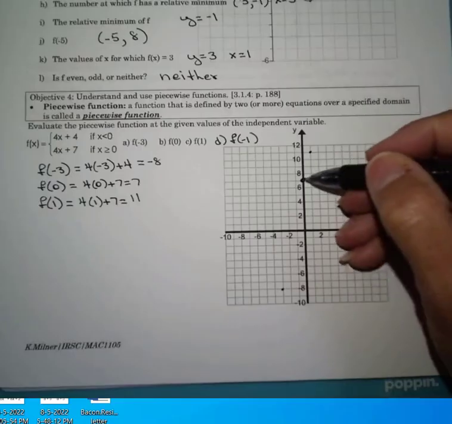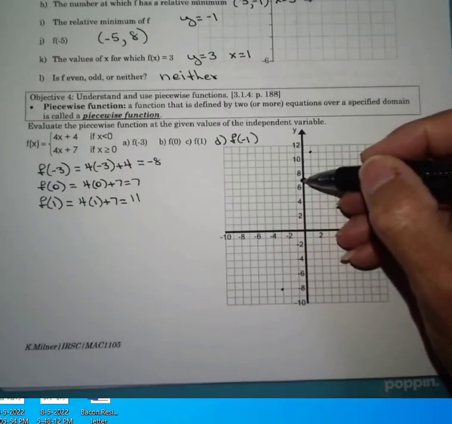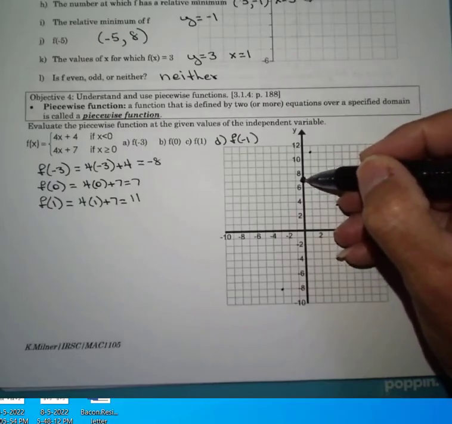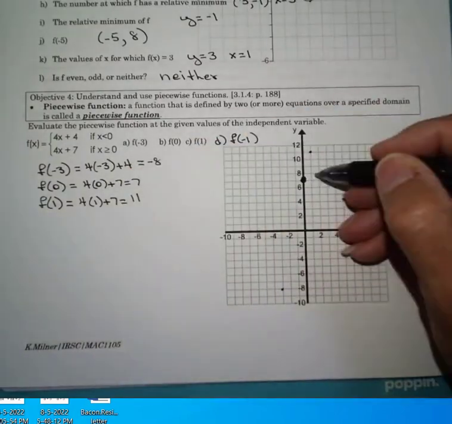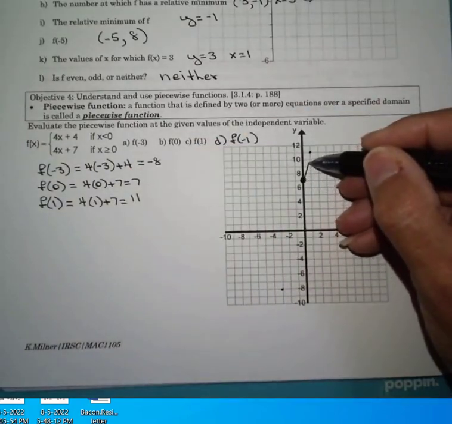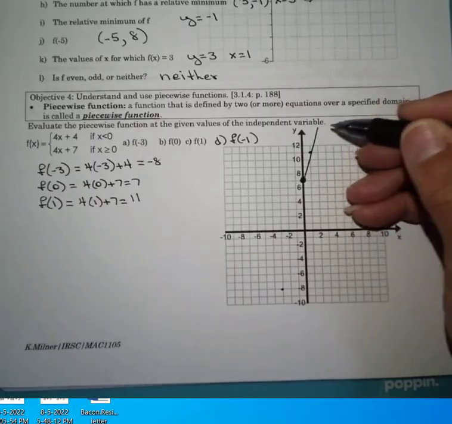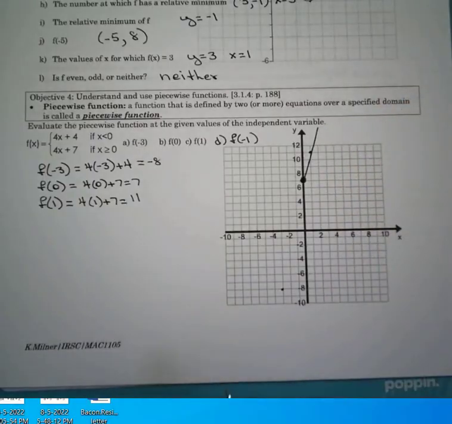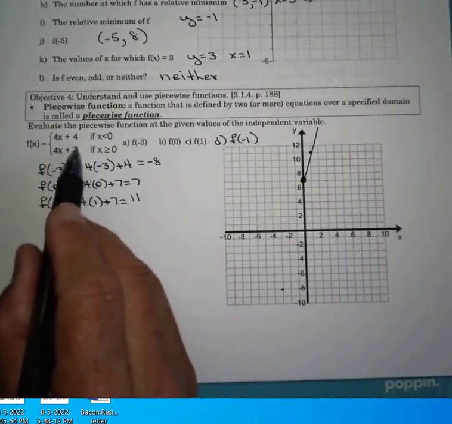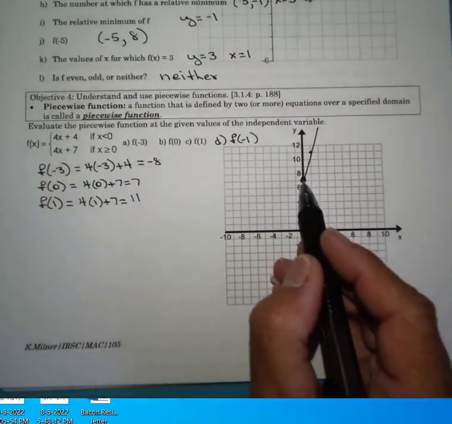So I know it's a straight line. So I know this line is going to start here at x, where x is 0. And it's going to include that 0. So I circled it in, okay? Because I know it includes that 0. Because it says greater than or equal to 0, right? So I'm going to draw a line as well as I can that says that's my part of the function that is 4x plus 7, okay? It stops, but it stops right here.